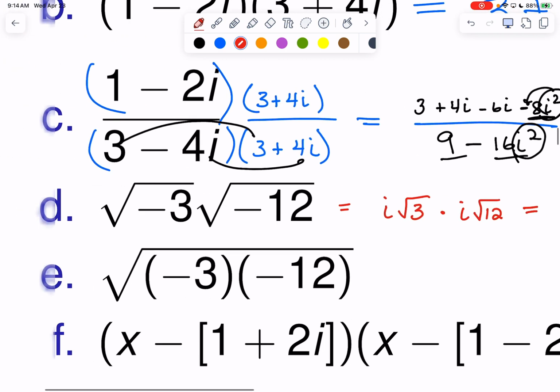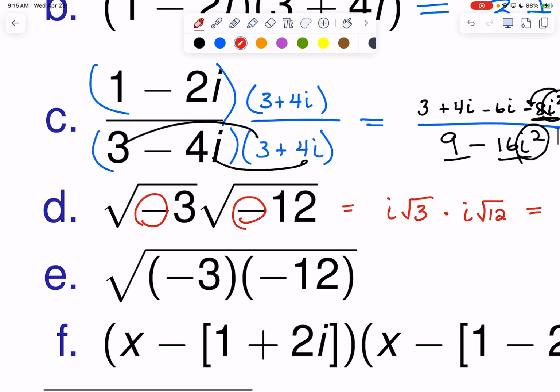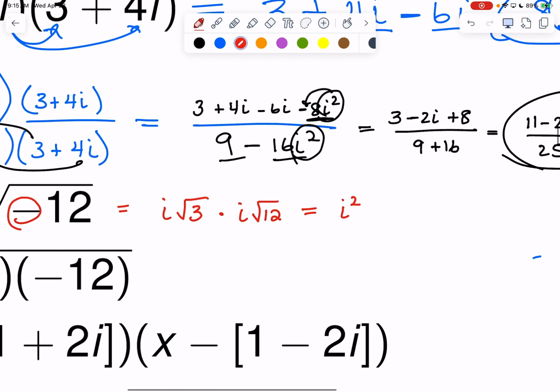Sound effect for me first. What do you do? Boop, boop, boop. Poke those eyes out, baby. Okay? All right, i squared. What's root 3 times root 12? I don't know. I don't even want to.